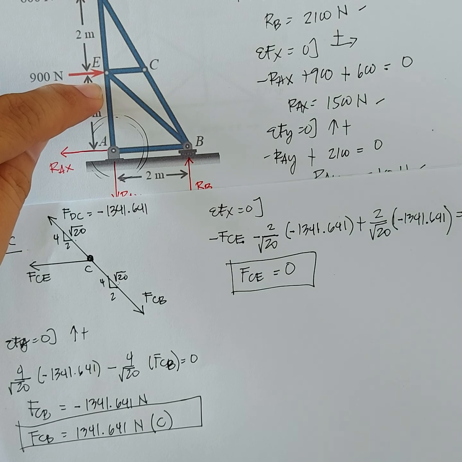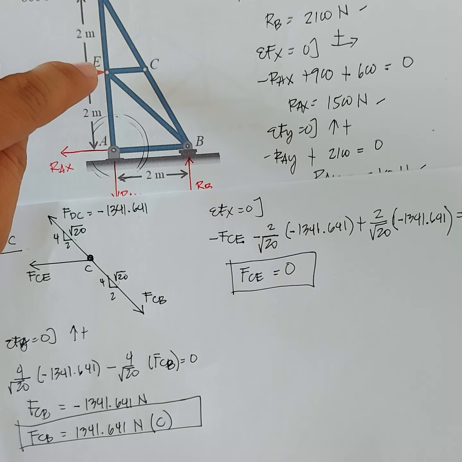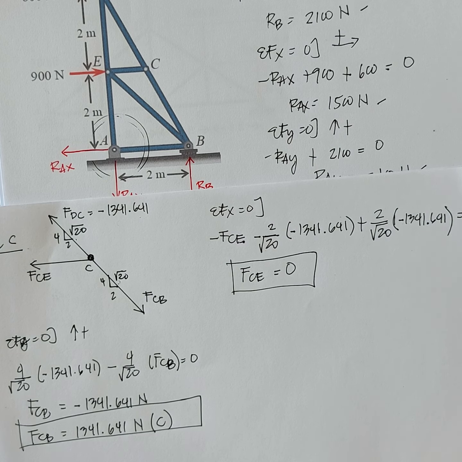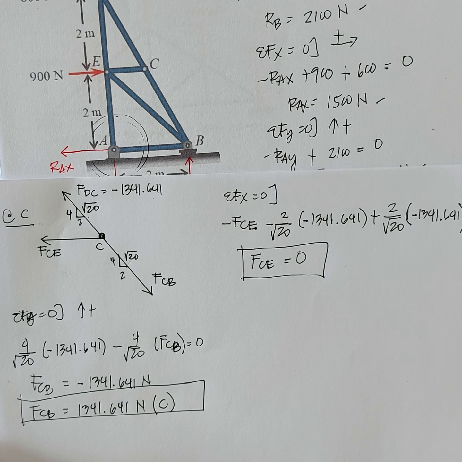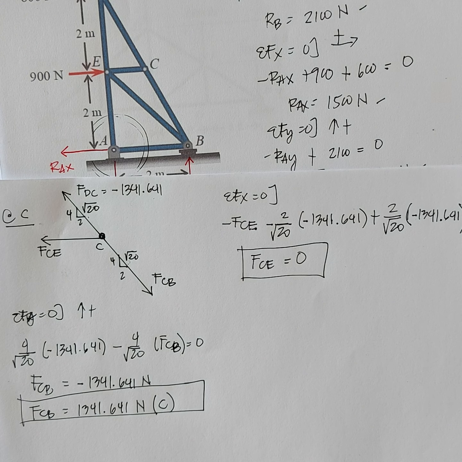So to finish this, proceed to joint E or joint B para ma-solve yung FE. Isa na lang naman na, so FEB. So the same procedure pa lang. Okay? So let's continue with another problem sa next video natin.